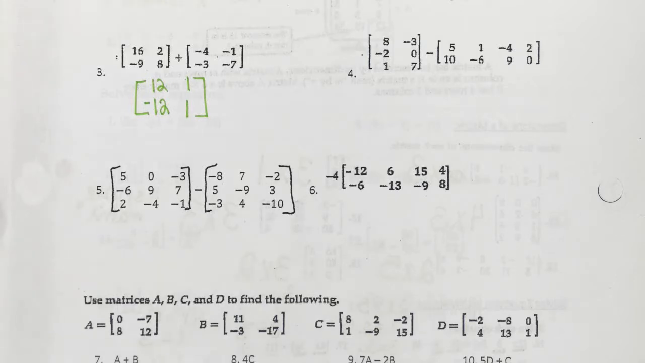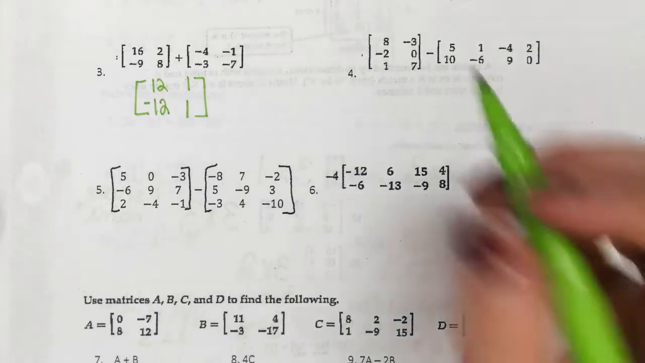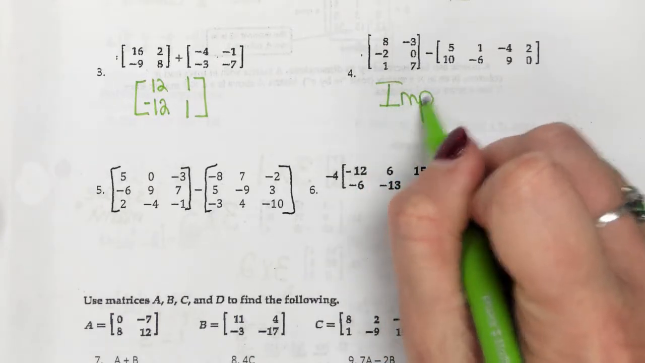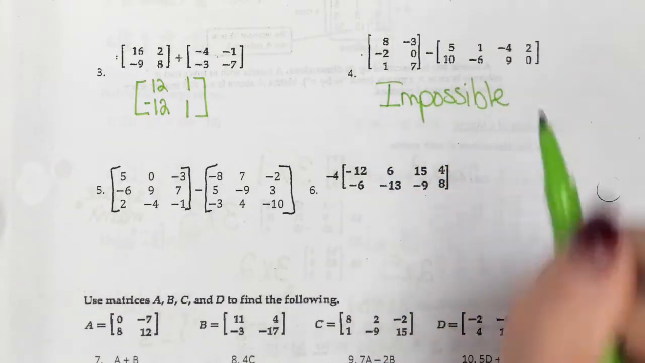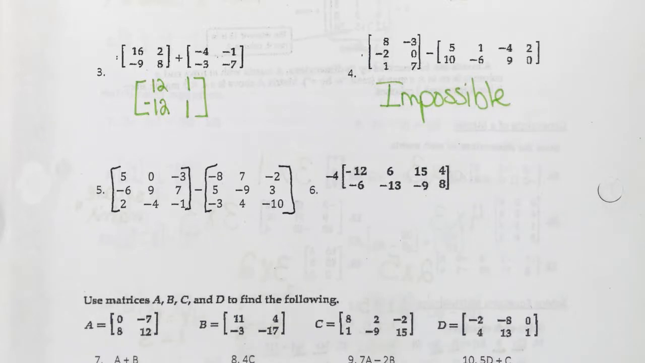Alright, what about number 4? What do you notice about 1, 2, and 3? They were all the same, right? Read the directions. It's impossible. Very good. You cannot subtract those, because you don't have things that match up. In 1, 2, and 3, we found the numbers that matched up, and we either added or subtracted them. This one, there's no way to line them up because there's nothing there. Even on a calculator, because if you do, you get an error.